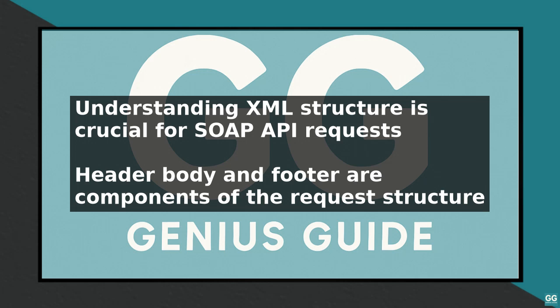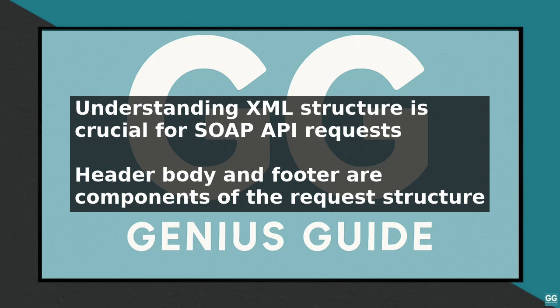Understanding the WorldPay SOAP API request structure. The WorldPay SOAP API uses a standard XML structure for all requests. Each request consists of a header, a body, and a footer. The header contains your authentication details. The body contains the payment information. And the footer contains a checksum to verify the integrity of the request.